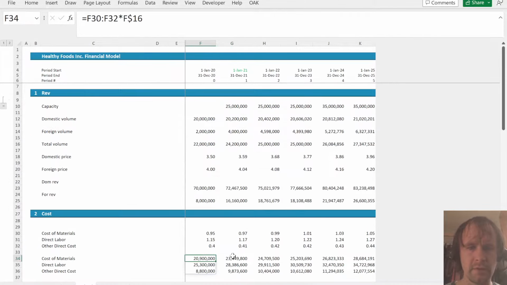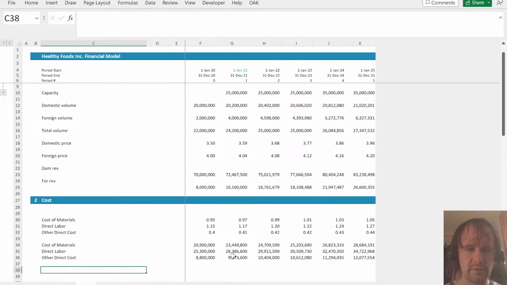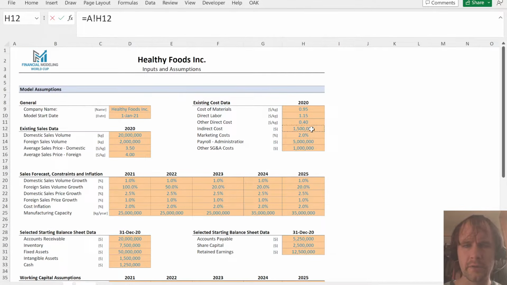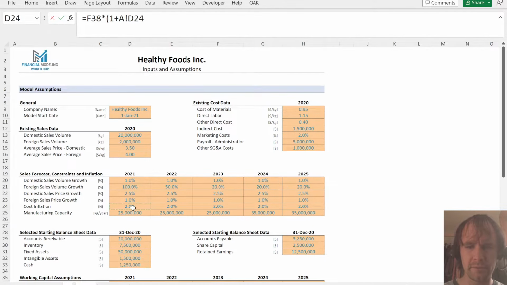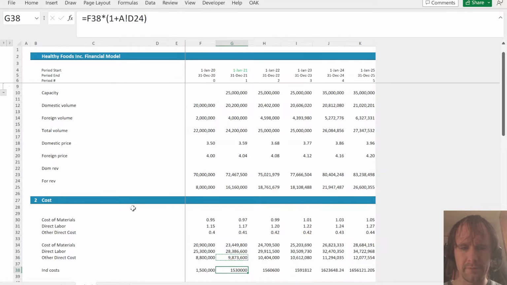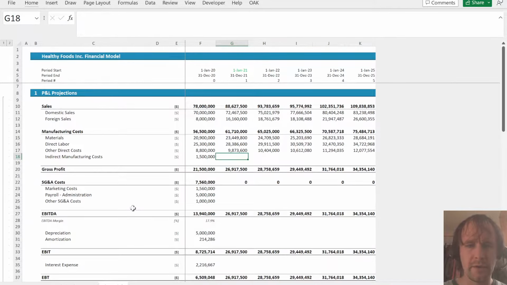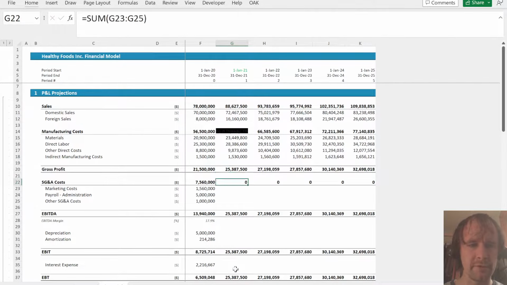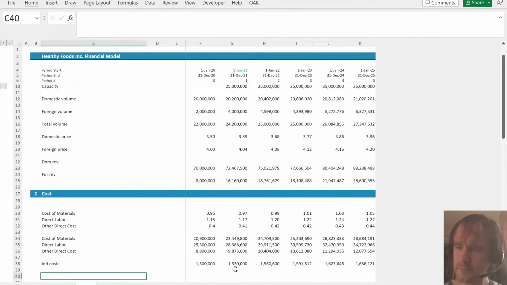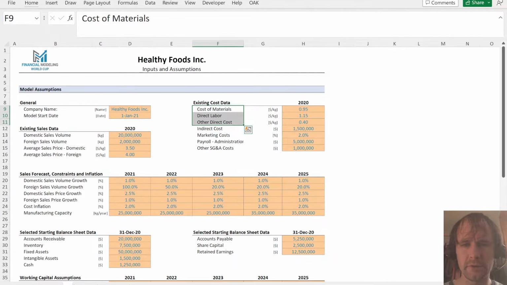Yes. Okay. Indirect manufacturing costs. Is this? That just grows at the same growth rate. Yes. 1 plus. Probably would have been smarter to set up a cost index, but I don't know. Trying to be fast. Sometimes that makes you dumb. Not necessarily worth it. Okay. That's indirect costs. Administration, payroll, and other indirect costs are both also just fixed numbers.